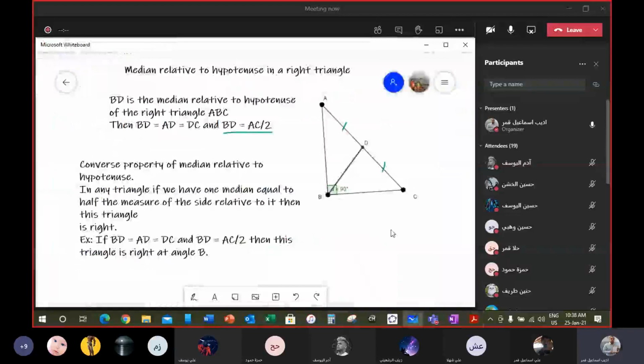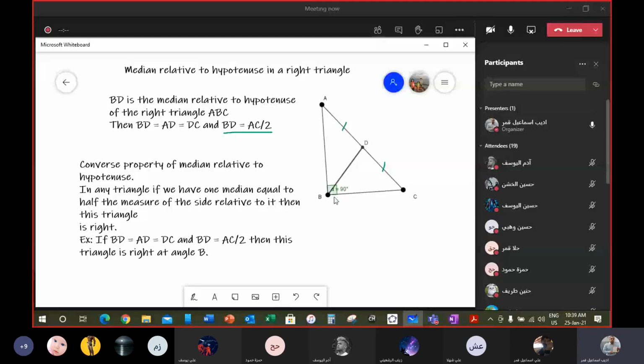We are going to revise the property of the median relative to the hypotenuse in a right triangle and its converse, to apply them in some exercises. As we see here in the figure, we have the right triangle ABC. BD is the median issued from the right angle to the midpoint of the hypotenuse AC. BD is the median relative to the hypotenuse of the right triangle ABC.